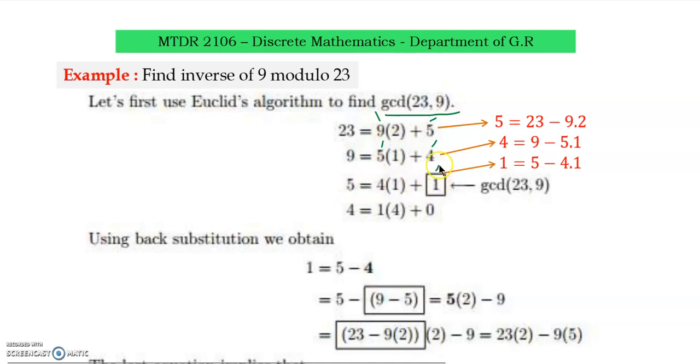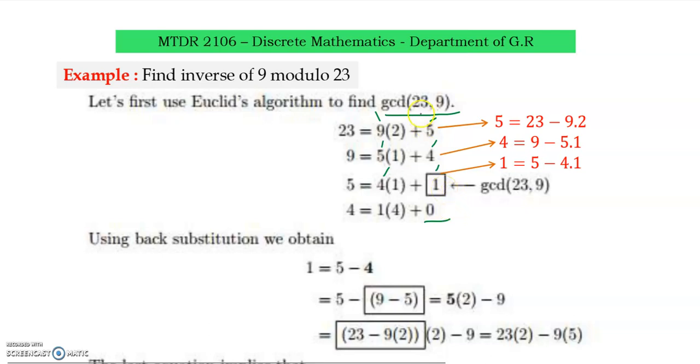The remainder is 1. Now take 4 and 1. So 4 is equal to 1 multiplied by 4 plus 0. Here the remainder is 0, so we can stop here. Now, what is the last non-zero remainder? That is 1.